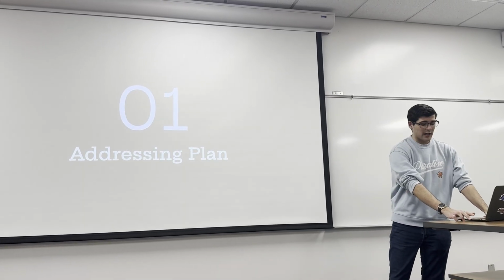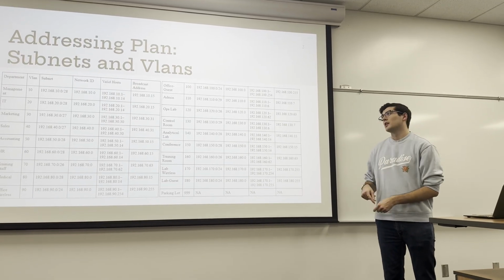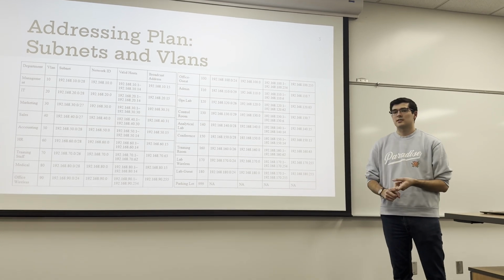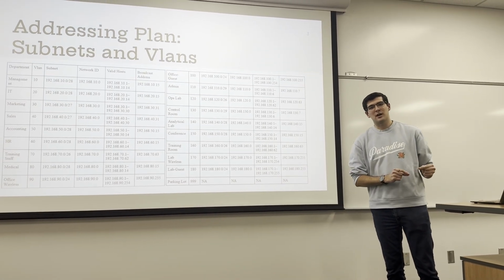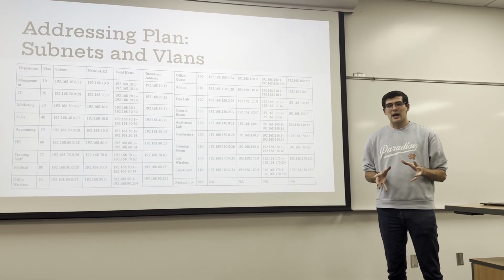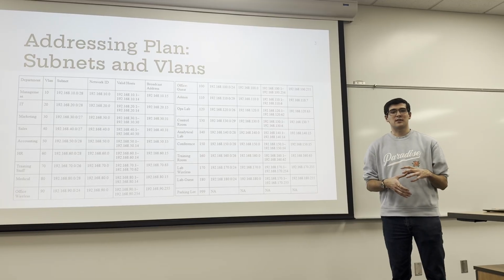We want to start out with our addressing plan. There are a couple of important points that we're going to get into here. When we're talking about our addressing plan, that's really talking about subnets and VLANs, because those two things are really important to network security. We'll talk more about that later on in the video. But subnets and VLANs help segment your network so that only specific users can have access to specific information.